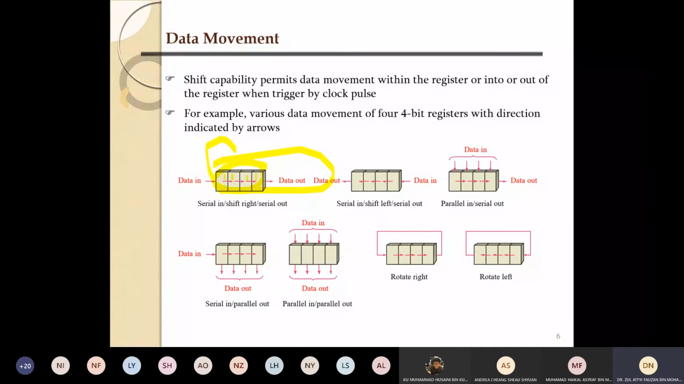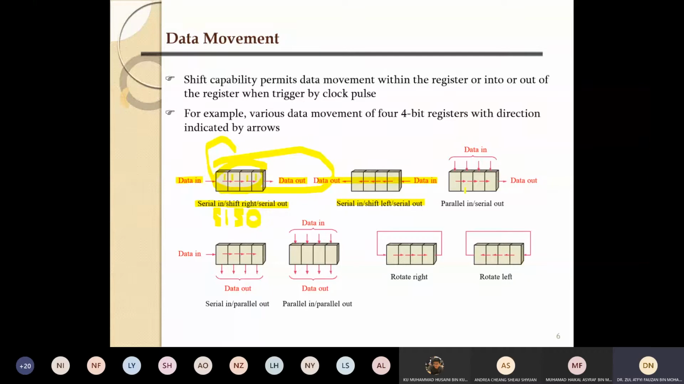So this is the data in, and the data comes in serially, and the data goes out serially also. We call this type serial in, serial out, or SISO. This SISO is from left to right direction, and this one is from right to left direction. Still the same type, SISO, just a different direction.